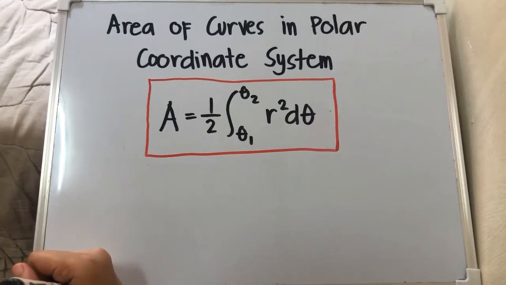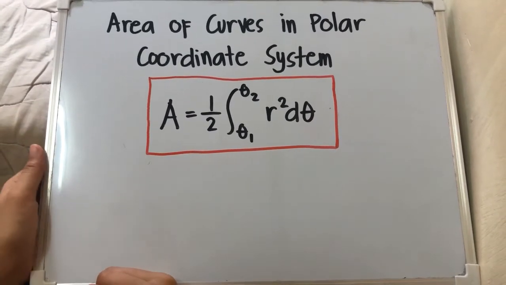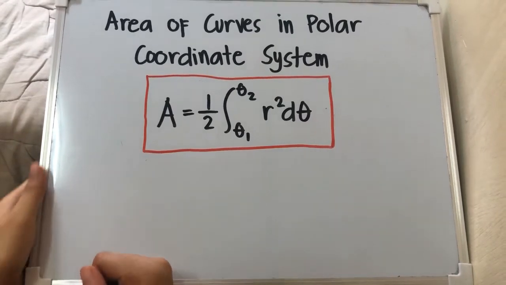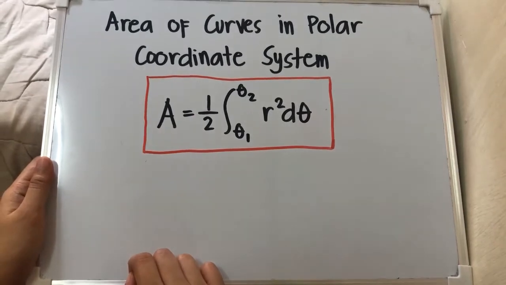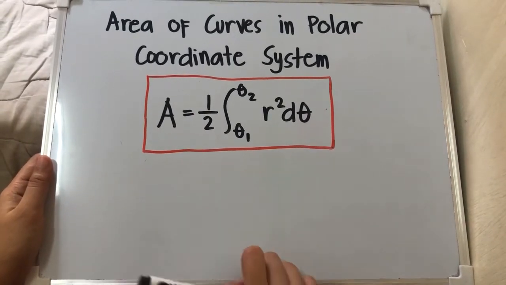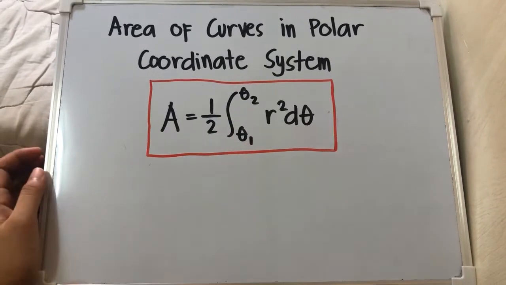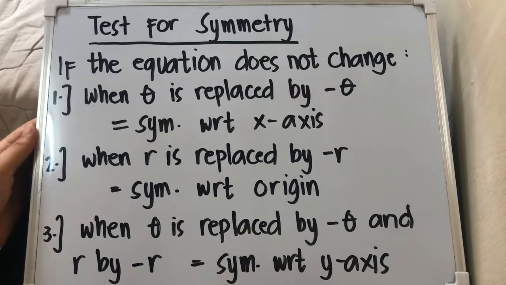Hi everyone, in today's video we will be discussing area of curves in the polar coordinate system. Area in polar comes in this equation: area is equal to 1/2 integral of r squared d theta, and the limits will be from theta 1 to theta 2.